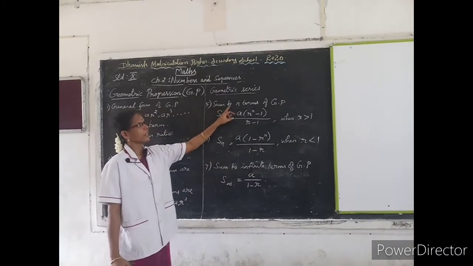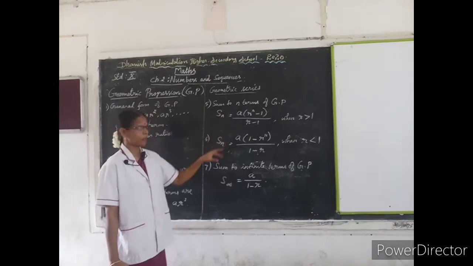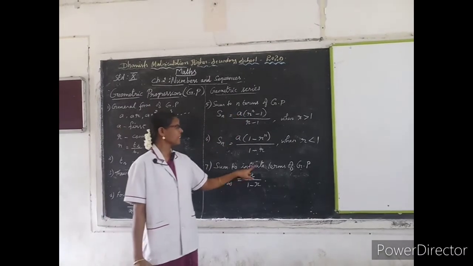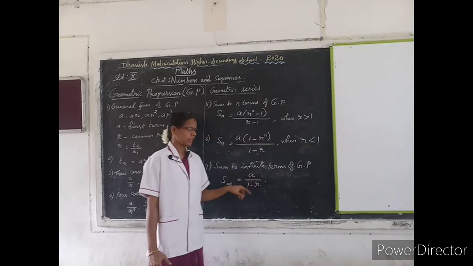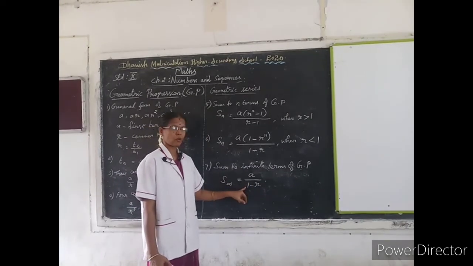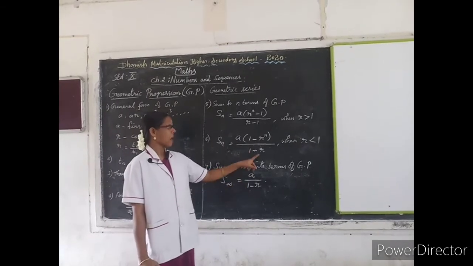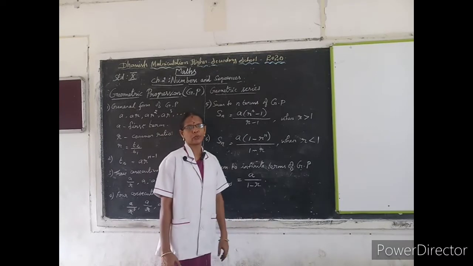This is all sum to n terms. When the last term is given, we should take these two formulas. Now, sum to infinite terms of GP, that is S infinity equals A by 1 minus R, where A and R are the first term and common ratio.